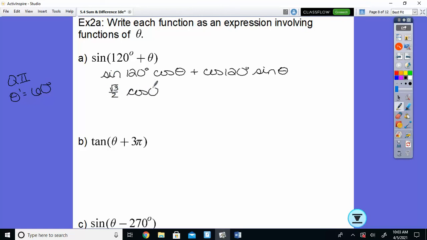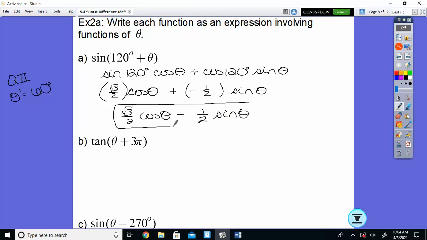Times cosine theta, we don't know. Plus cosine of 120. In quadrant 2, cosine is negative. Cosine of 60 is 1/2, sine of theta. So if you need to review that hand trick, or however you were evaluating those back in chapters 2 and 3, do so. So that's really all we could do. We could change this if we wanted, like radical 3 over 2 cosine theta minus 1/2 sine theta. But that's really about it. That's our simplified answer.